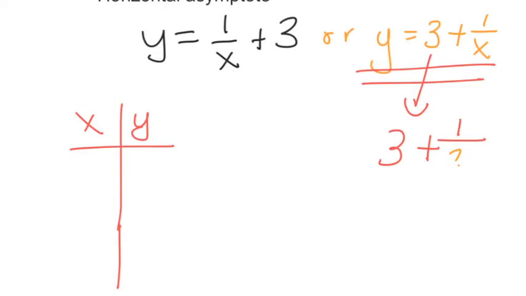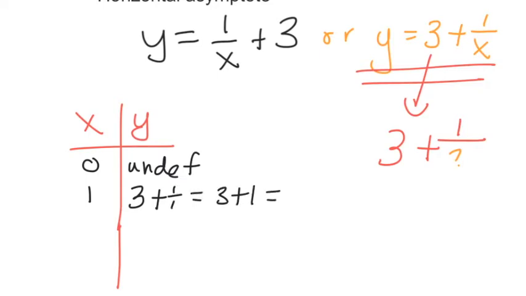So we obviously can't use x equals 0 because that would make our denominator undefined, and that would be where our vertical asymptote is. So let's start with x is equal to 1. If x is equal to 1, we're taking 3, and then we're going to add 1 over 1. So we're going to take 3 and add 1, and that will leave us with 4. Now if x is 2, we are going to start at 3, and we're going to add 1 over 2. So in other words, that's going to leave us with 3.5.